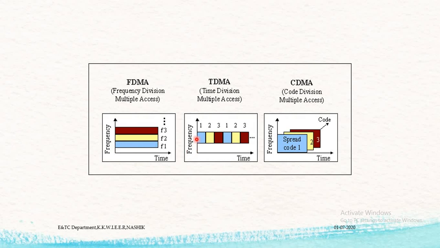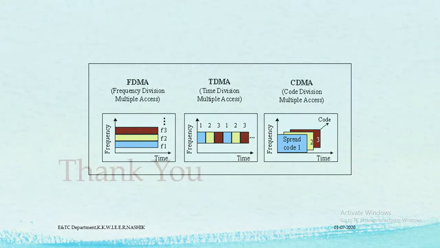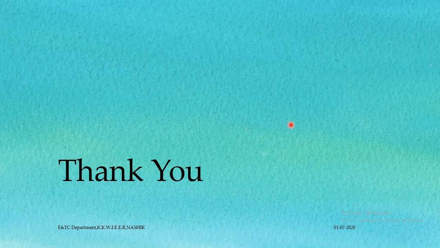In TDMA, there is a restriction on time. Here the frequency is the same, but the first user has time T1, or 1, and 2 and 3 are the times for users 2 and 3, likewise. And in the case of CDMA, there is a spread code. Each user is assigned a spread code which is present throughout the time and throughout the frequency. So that is CDMA technology. With this we have finished the first part of unit number 6. Thank you so much.